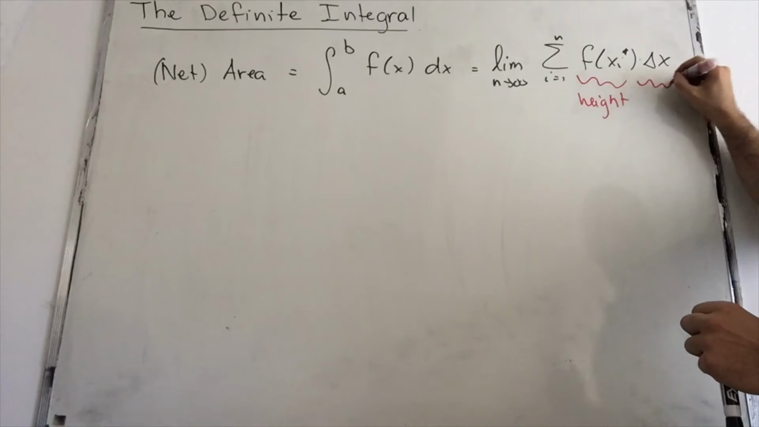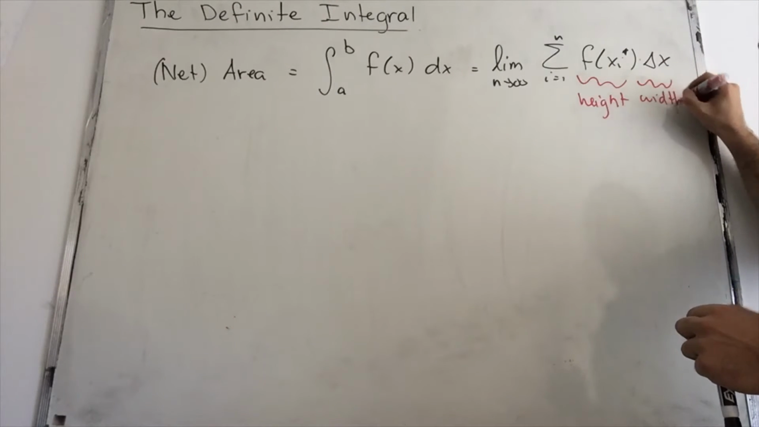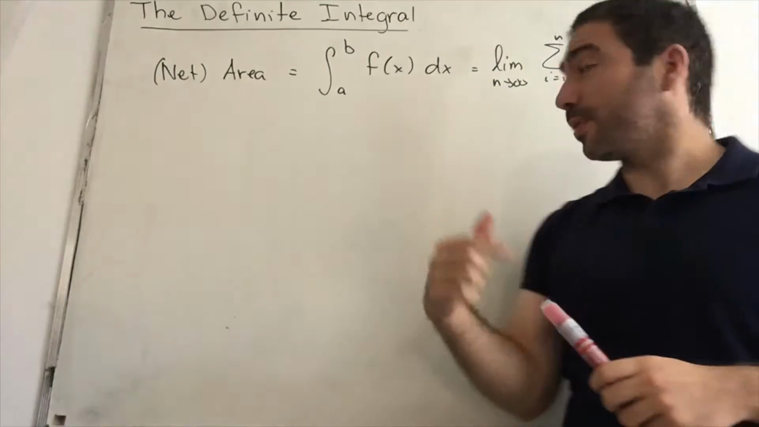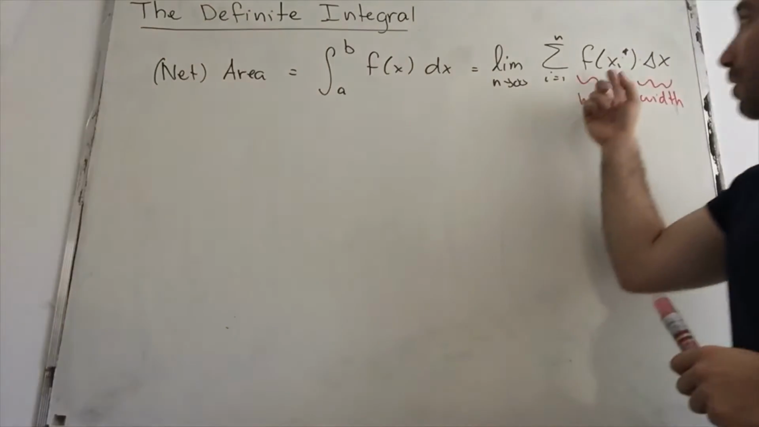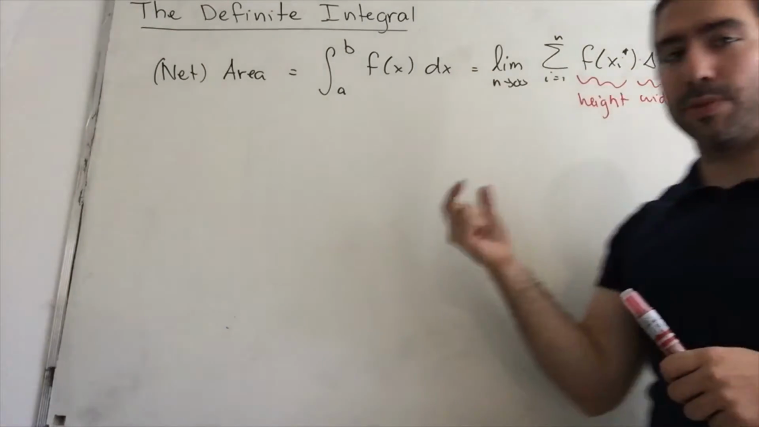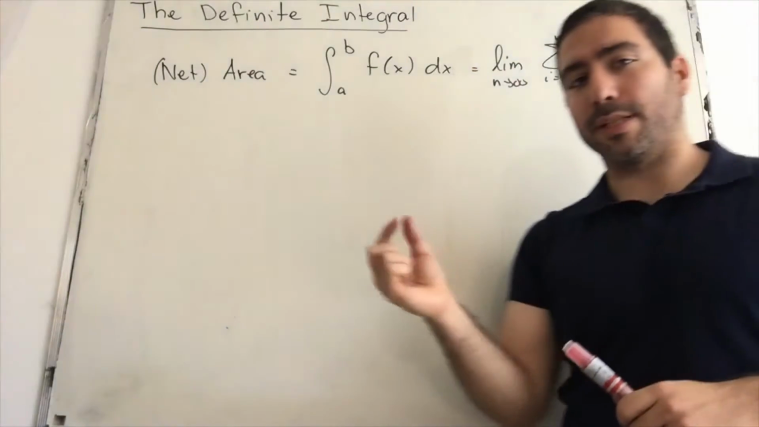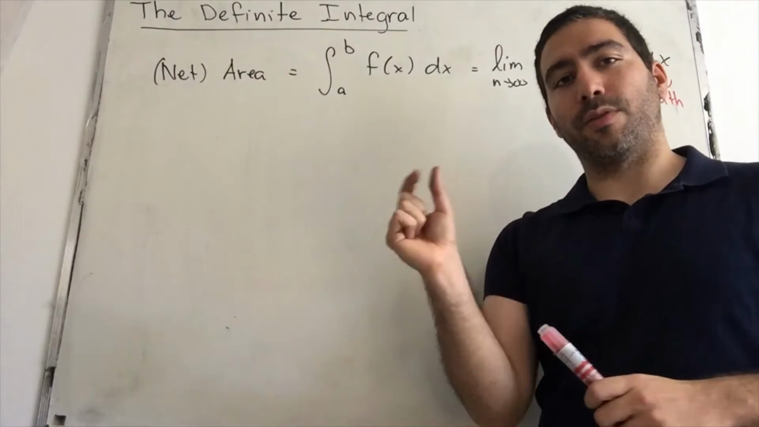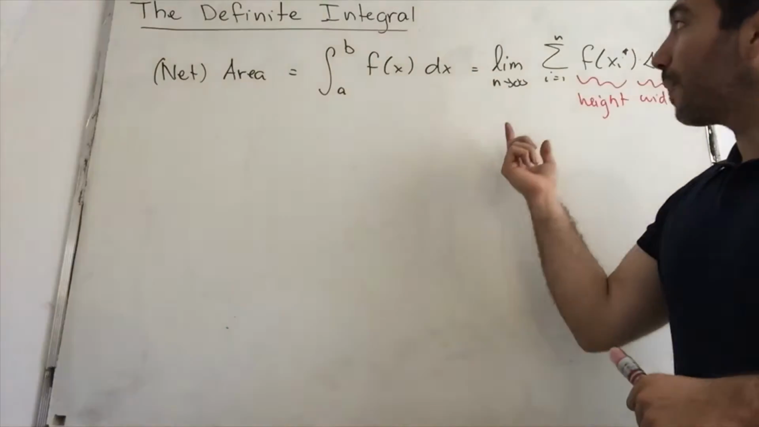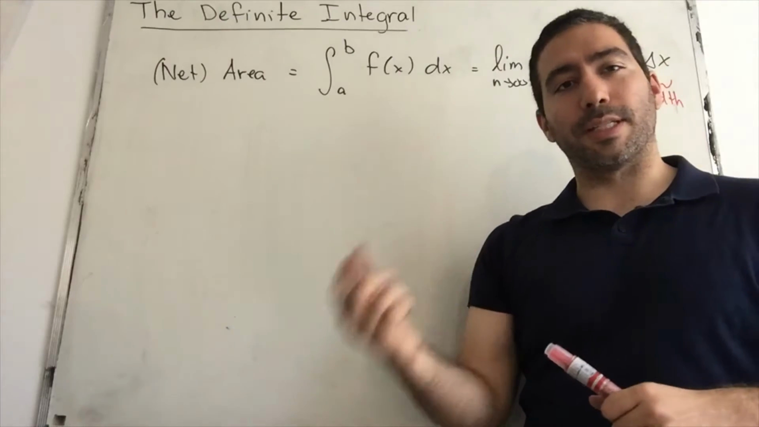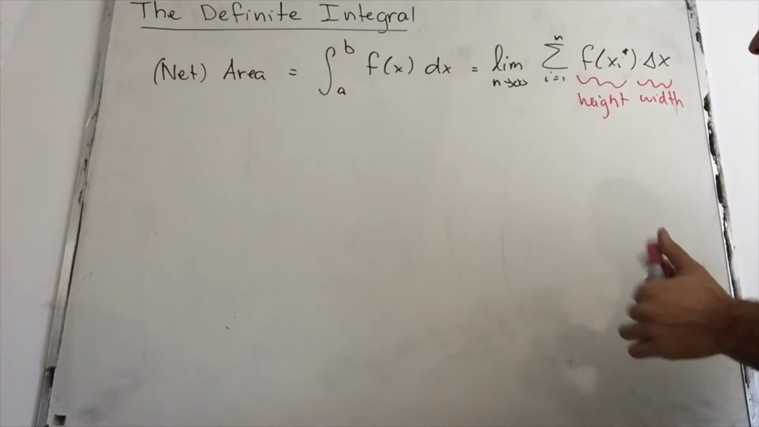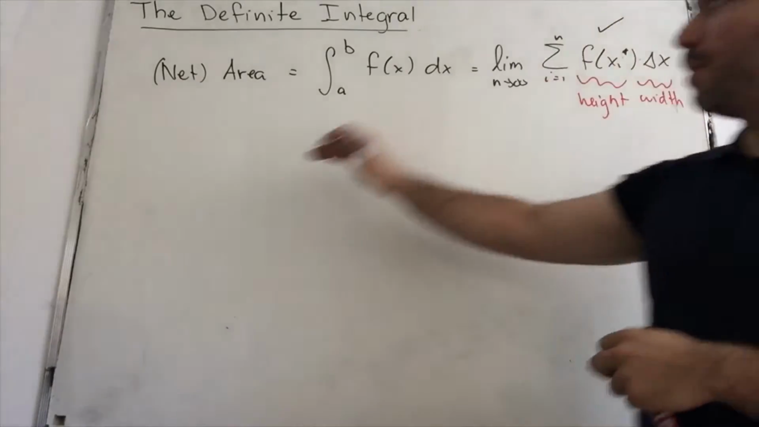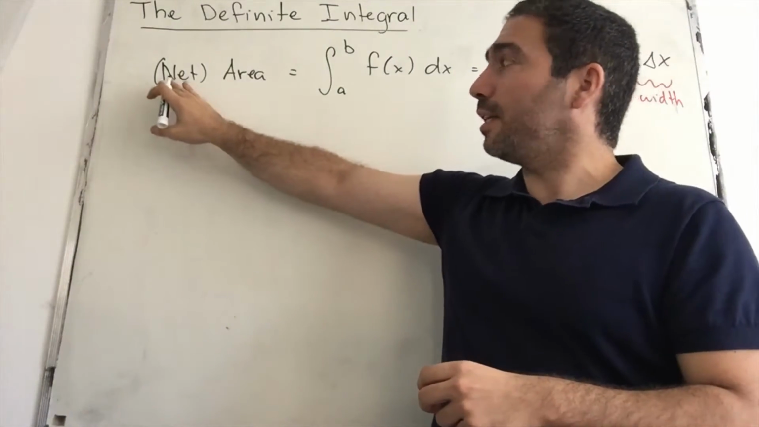Delta x we saw was the width of the rectangle. And we know that length times width, or height times width, is equal to the area of a rectangle. That's one of them. We're going to sum all of them up. And once we do that, we take the limit as n goes to infinity to make the width of the rectangle as small as possible, and at the same time minimizing our error, which gives us a better approximation. So this part here, we understand. What I want to focus on next is the net area.